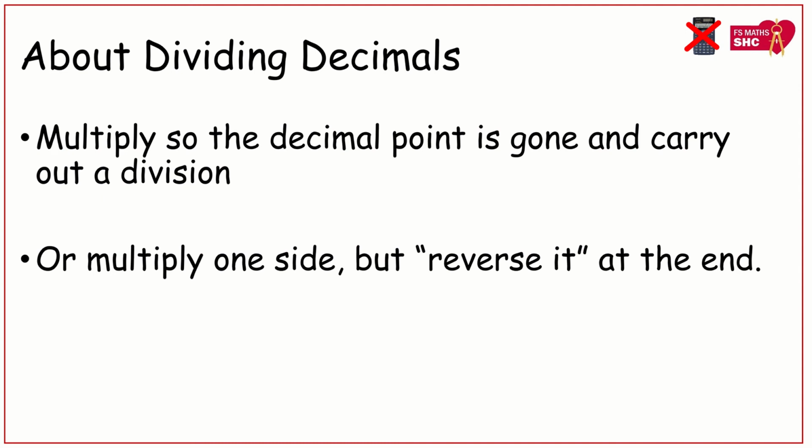So how are we going to divide decimals? We need to actually multiply to get rid of that decimal point. And then once we've got rid of that horrible decimal point, we're just going to carry out a division. Sometimes we need to do this slightly differently, so we might multiply it on one side of the calculation, but then reverse it at the end. I think this will become more clear as we carry on.